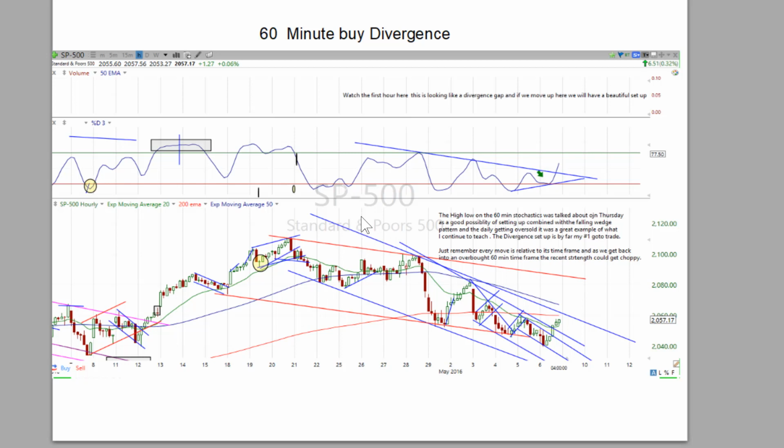60-minute divergences, same thing. Lots of times divergences happen in falling channels or wedges, especially the falling channel. You have a series of lower lows and lower highs, and then eventually you're going to have a lower low but a higher high on the stochastics, and that's going to give you the opportunity to get in and watch for that channel break. 9 times out of 10, you're going to break the channel you're in when you have a divergence in that channel.